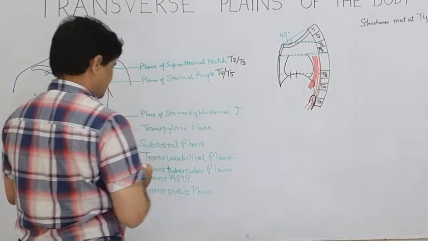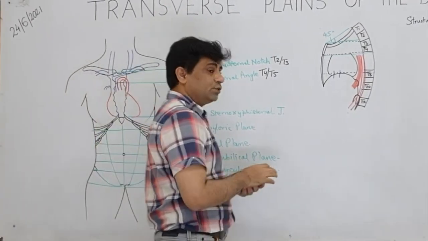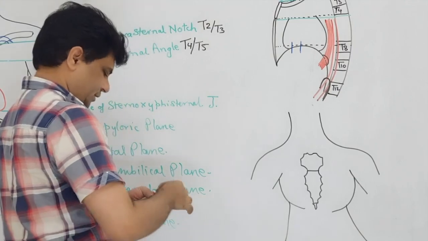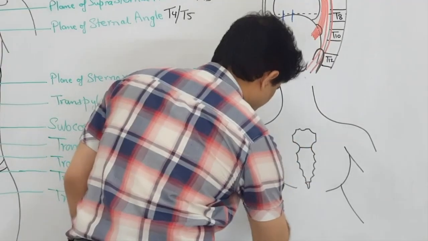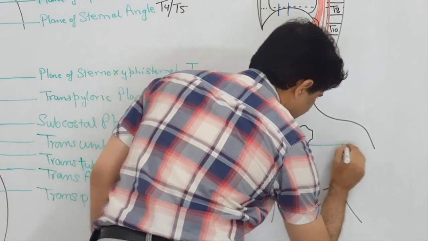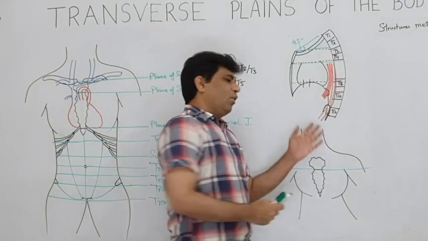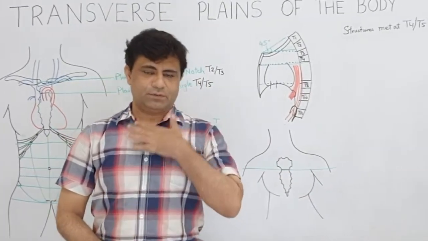One thing is, when we talk about the cutaneous innervation, the purpose of telling is that this transverse plane here you're seeing, this is the plane passing through the sternal angle. So very important thing about the cutaneous innervation of the chest.